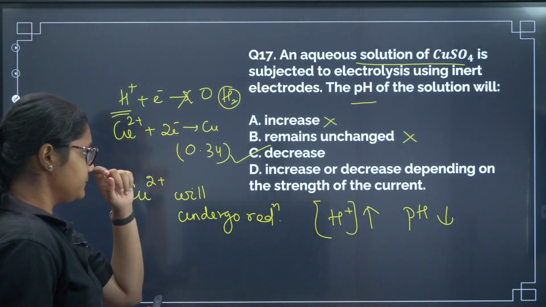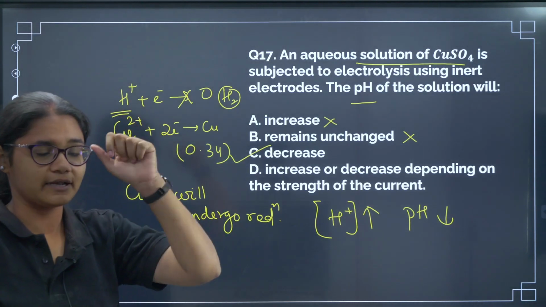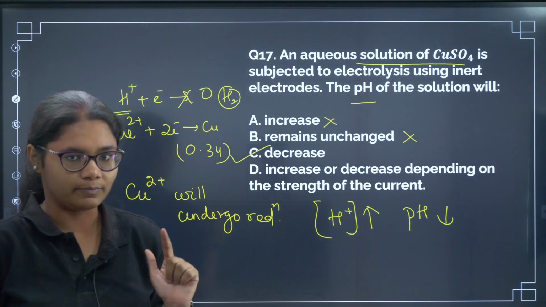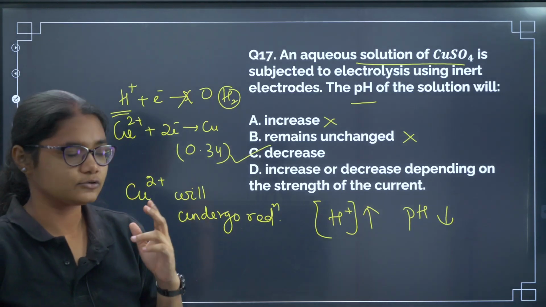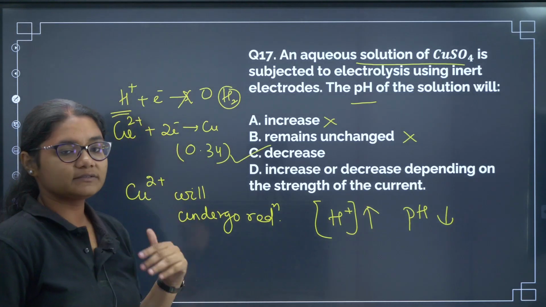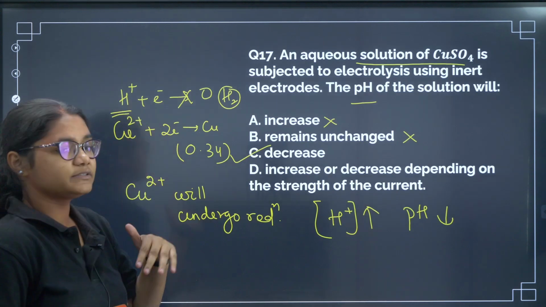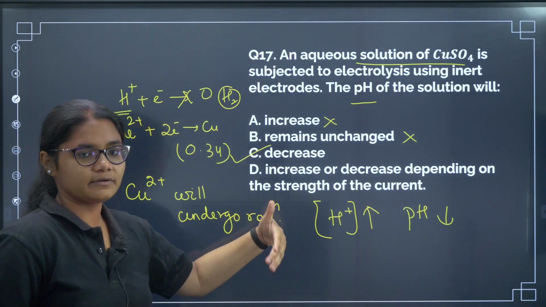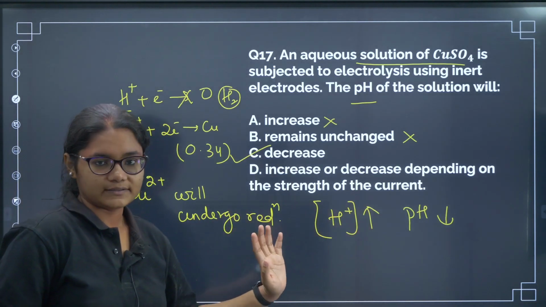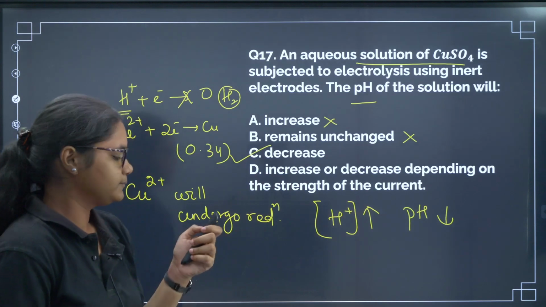So once again, listen here: you have two things, H plus and copper 2 plus. You should remember that copper 2 plus reduction potential is more than H plus. So out of these two, copper 2 plus will undergo reduction and H plus will remain in the solution. Now H plus concentration will increase, so the pH value will decrease. So the correct answer is option C.